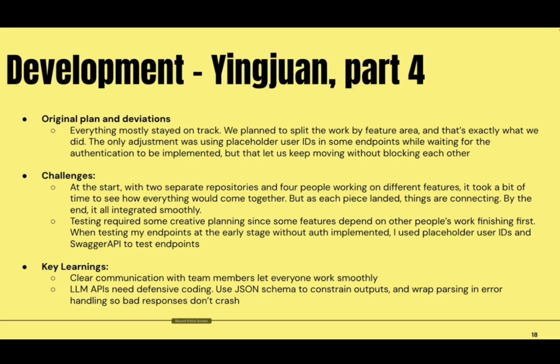The key takeaway I had from this project is that clear communication with teammates was huge. And when working with LLM APIs, you need defensive coding. You need to use JSON schema to constrain outputs and wrap parsing in error handling, so bad responses don't crash the app or break everything.